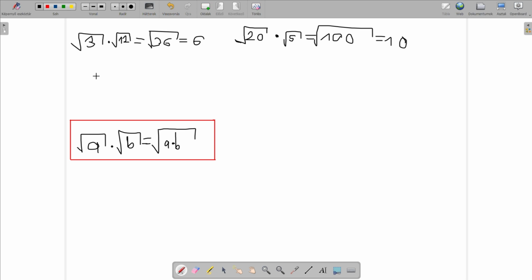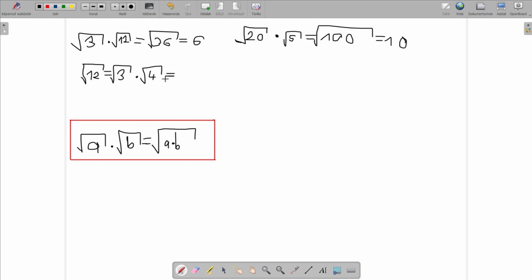If you want to sort of transform, let's say, the square root of 12 into something, then you can very much do that. For example, you could say that this is the square root of 3 times the square root of 4.